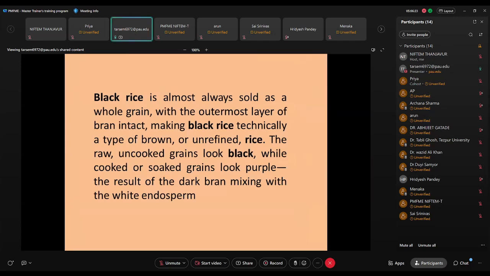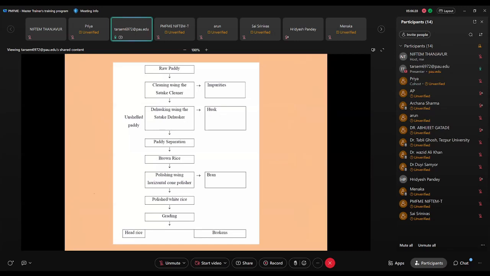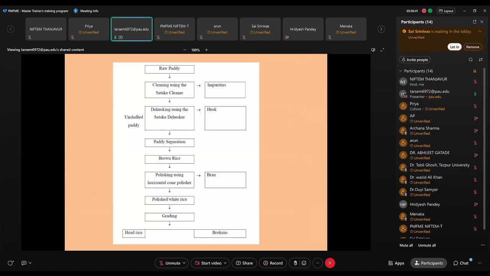If we see its processing, like normal paddy, we do mainly two operations. One is dehusking, removal of husk. In normal paddy, we have around 20% rice husk, so from 100 kilogram of paddy, we may get 80 kilogram of brown rice. This you can say is pure brown rice.